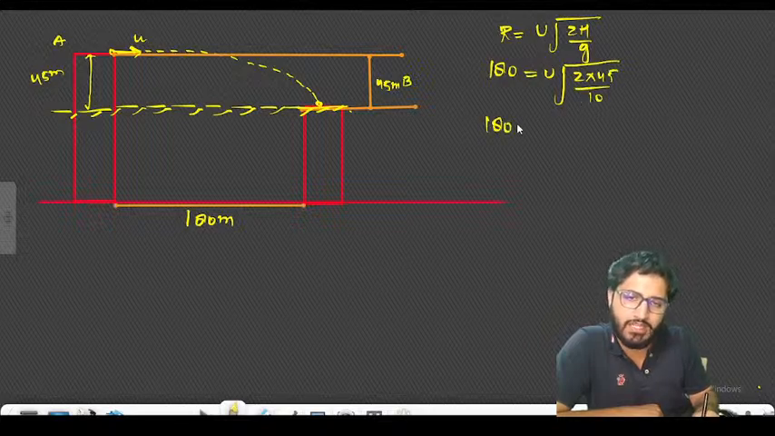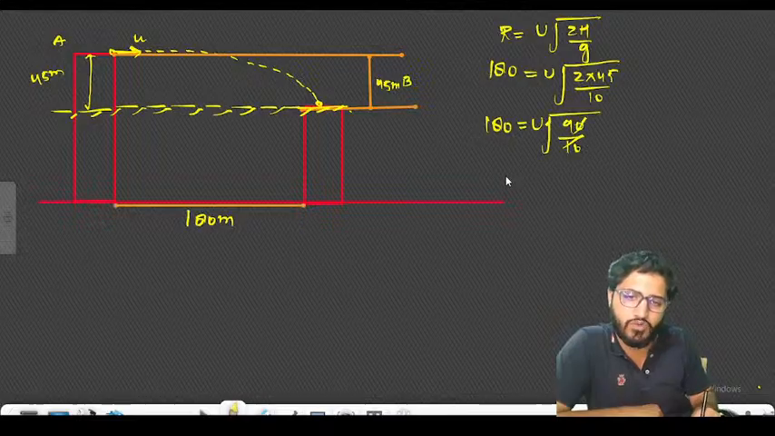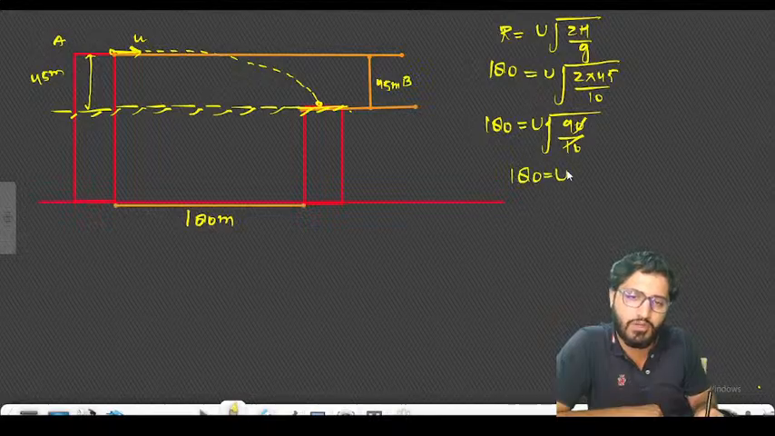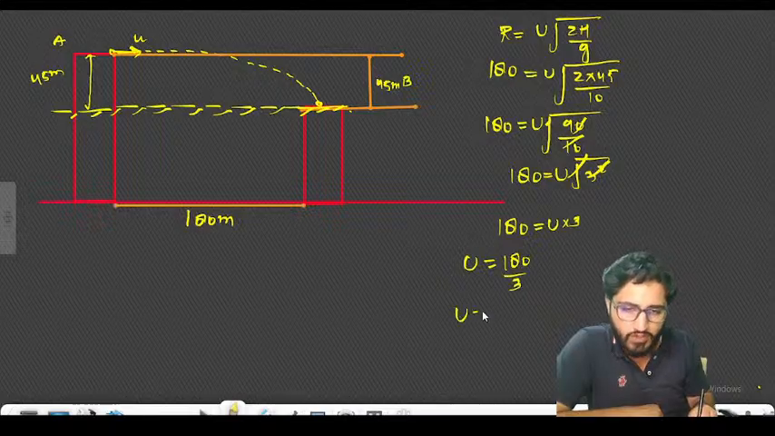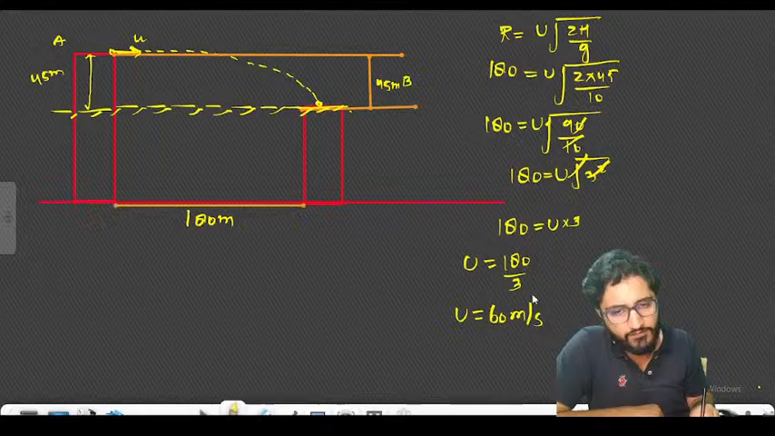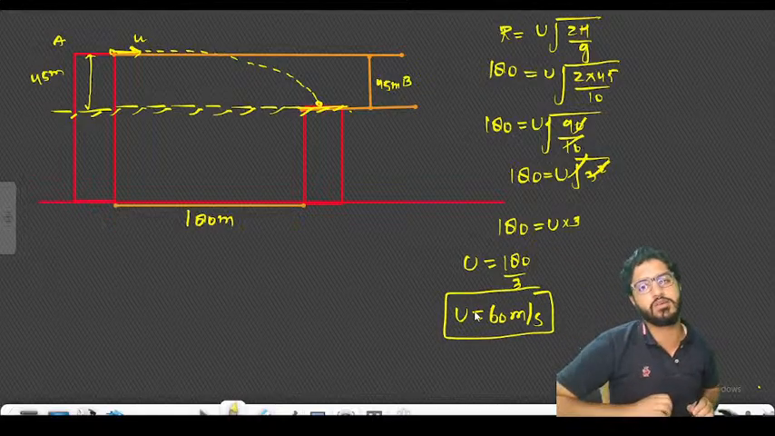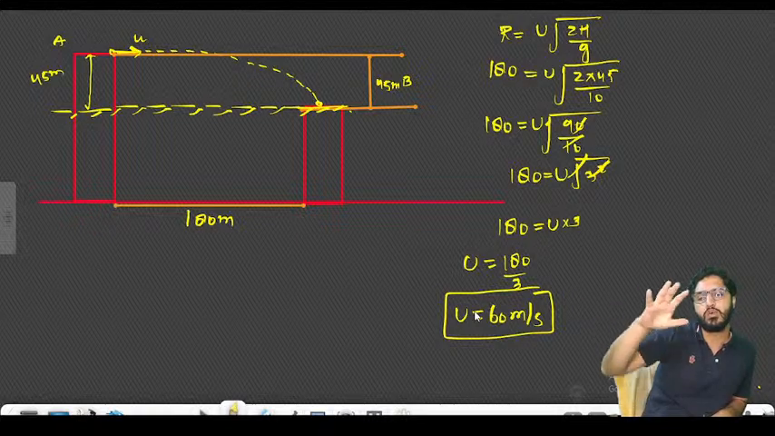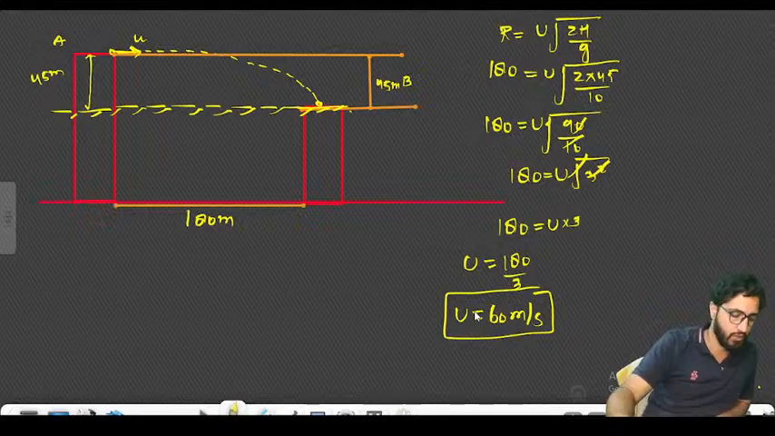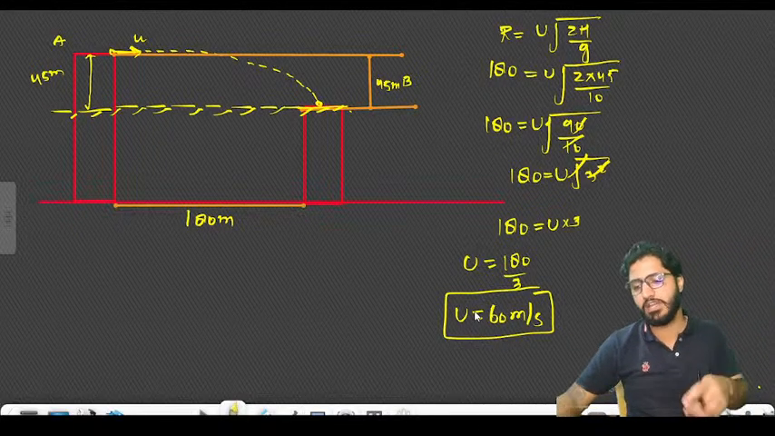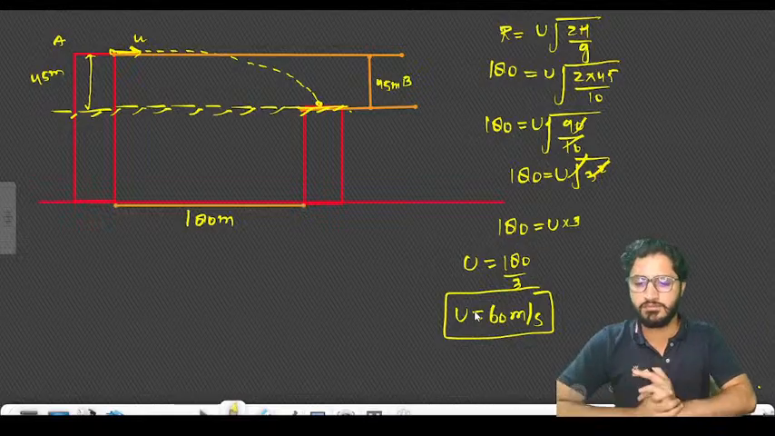So 180 equals u into root of 45 into 2, which is 90, divided by 10. Cancel out. So I have 180 equals u into root 9. Here it is 3 squared, cancel out. 180 equals u into 3. So u came out to be 180 divided by 3. So u equals 60 meters per second. If you want your particle to land safely on the top floor of B, you need to throw it with the speed of 60 meters per second. Done?